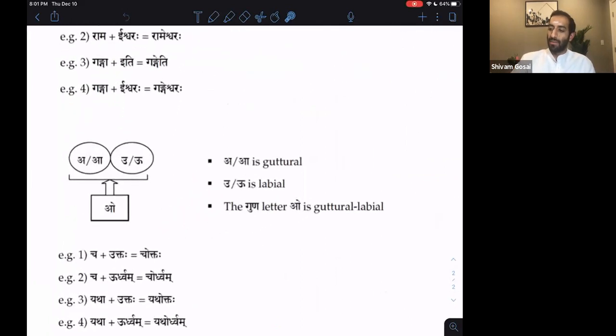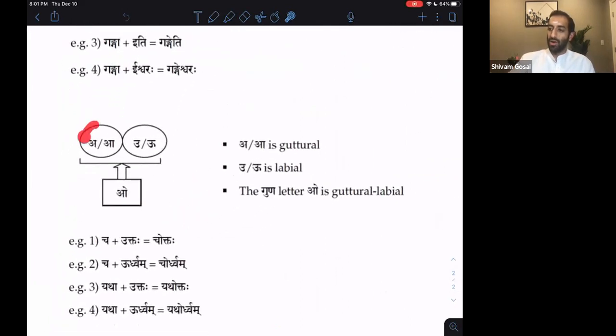Second one, a or a, it is preceding u or u. Then it becomes o. That kind of makes sense. These kind of feel very similar as well. Cha plus uktaha is choktaha. Cha plus urdvam, chordvam. Yatha uktaha, yathoktaha, etc. So a plus e is a, a plus u is o.